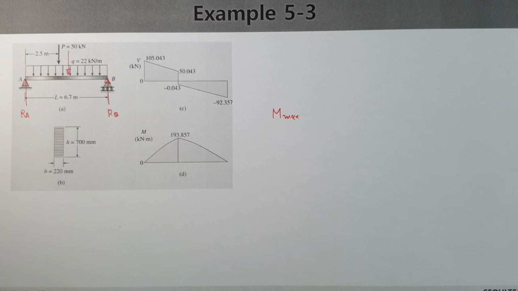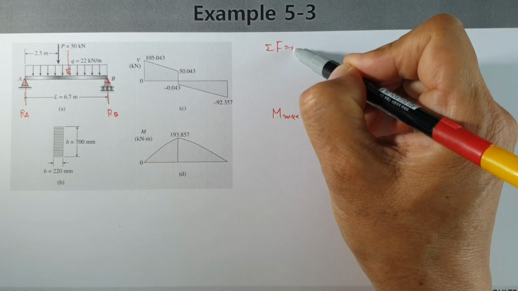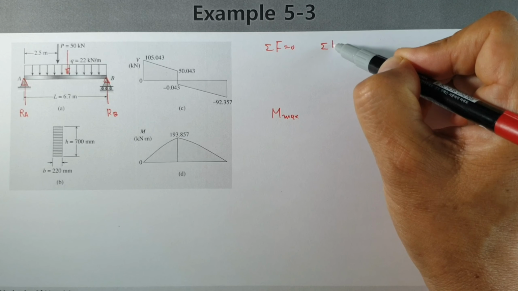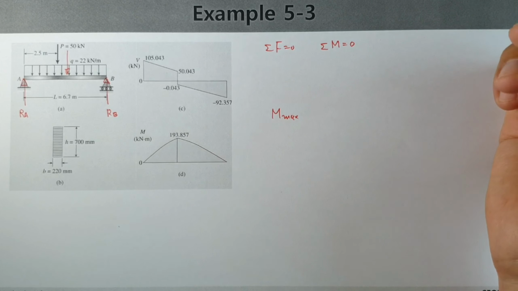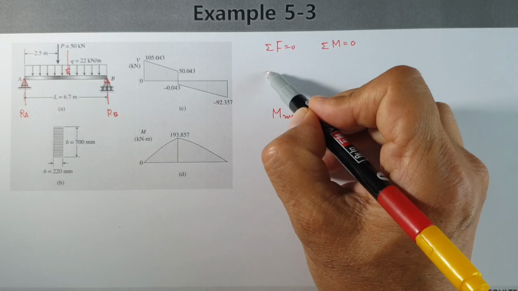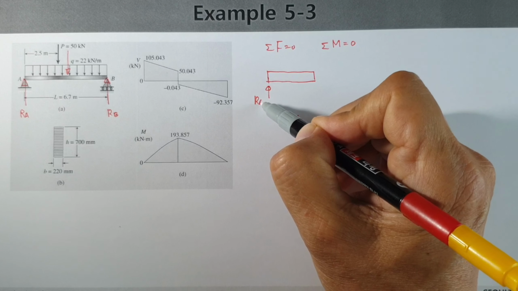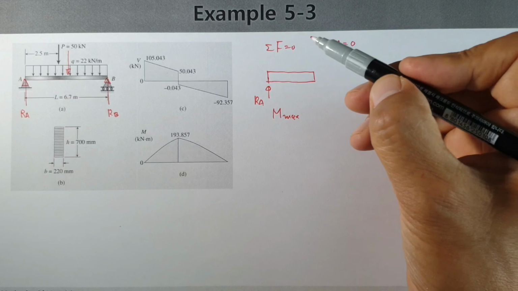then finally we can apply force equilibrium, sigma F equals 0, and moment equilibrium, sigma M equals 0, and maybe we can draw a free body diagram like this one. Let's say RA is some value, this kind of value. This distributed load is located like this, and the downward direction is positive V, and this kind of direction is moment M.